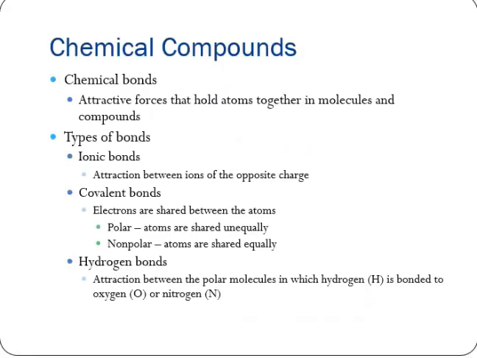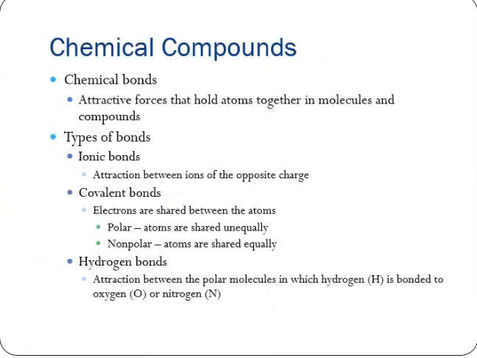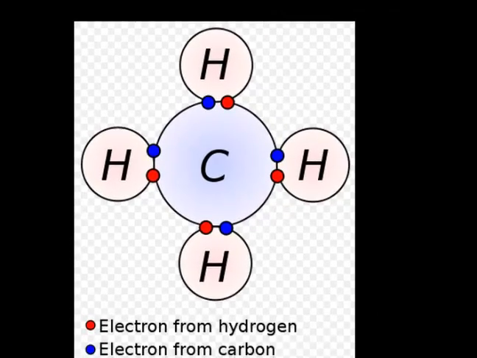The other type of chemical bond that exists, other than the ionic bond, is called the covalent bond. The covalent bond is similar to the ionic bond, except that instead of one atom giving up an electron and the other atom gaining it, the covalent bond is where the two atoms kind of share that last electron. Here's an example of a covalent bond.